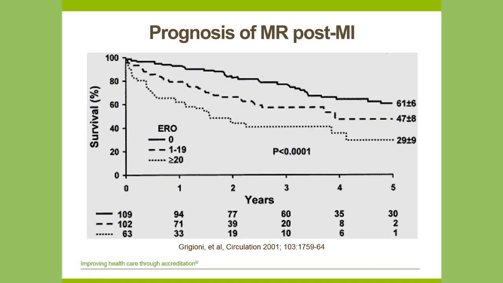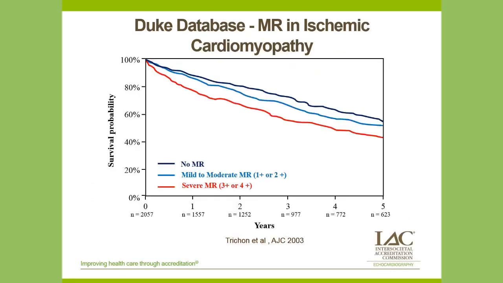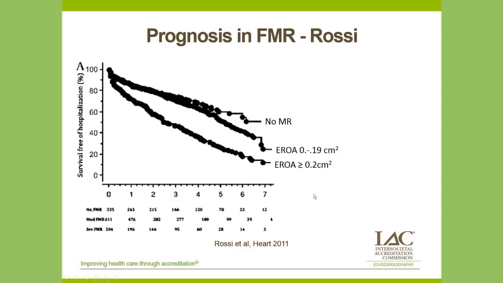And this is just showing in that same study that if your ERO by PISA or volumetric technique was above 20 millimeters squared, you did really terribly. So the more MR, the worse. Another study of acute MI from the Cleveland Clinic, 4,000 patients. The more the MR, the worse the prognosis. You know, here's another one from Duke, the more the MR, the worse the prognosis. This is one that I published years ago from the BEST trial, a big heart failure trial. The more the MR, the worse the prognosis. And you can just see this over and over again.